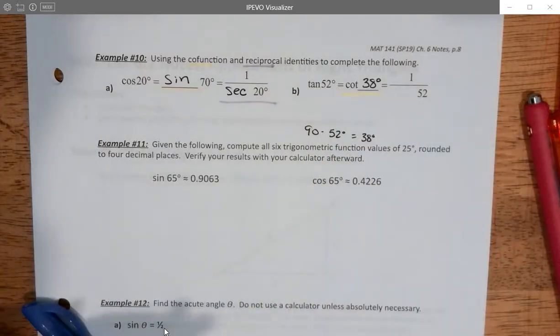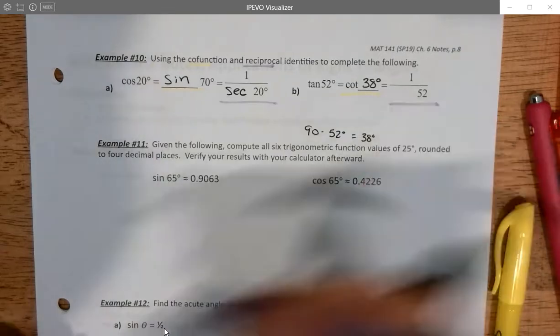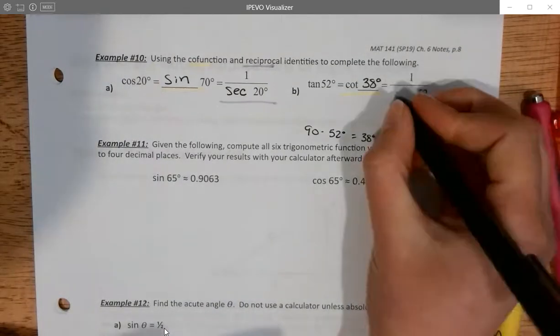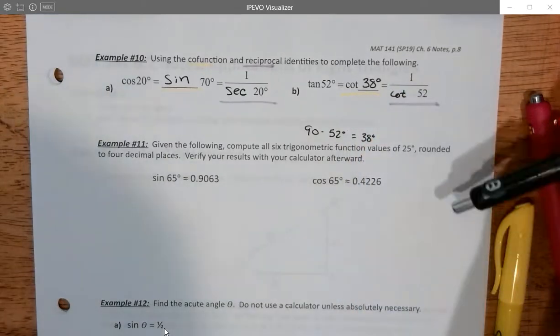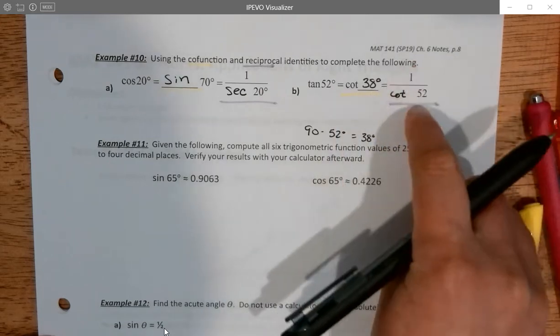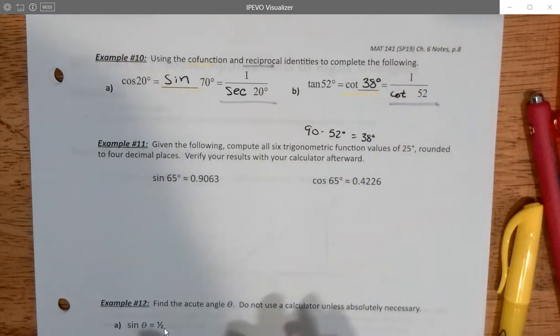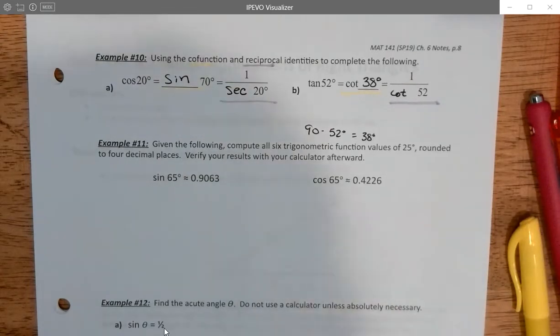Now the reciprocal function using the same angle, the reciprocal function for tangent is cotangent. So it's 1 over the cotangent of 52. So this is an interesting one. The cotangent of 38 is the same as 1 over the cotangent of 52, just because the tangent-cotangent relationship means that they're reciprocal functions and cofunctions of each other.